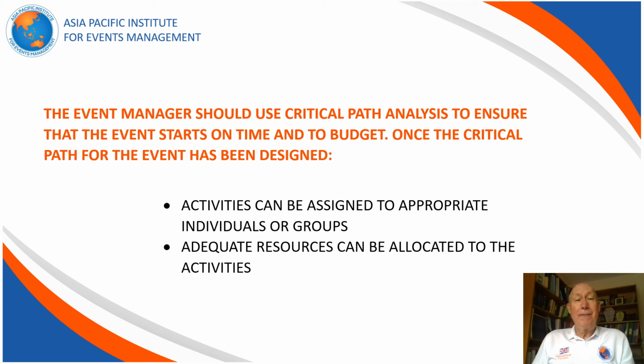Critical path analysis should be used to ensure that the event starts on time and to budget. Once the critical path for the event has been designed, we can then allocate our event team to work on the different activities, and we can also allocate resources to each of the activities as well. So some of the activities, as well as the event staff, will also need certain resources, which can include a budget. So we can allocate a financial budget to the different activities to make sure that they have enough finance to enable that activity to be completed.